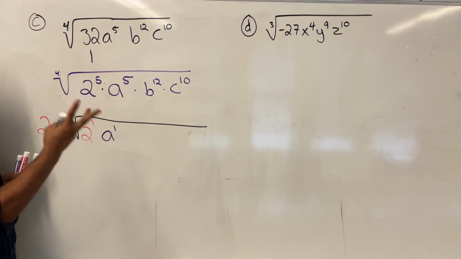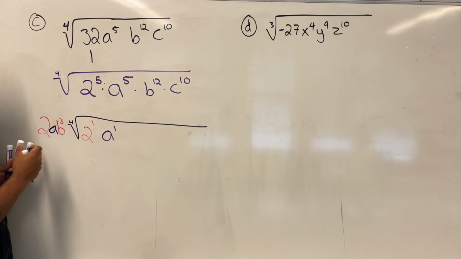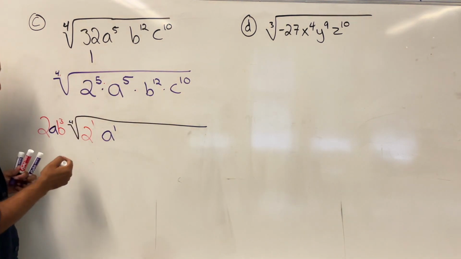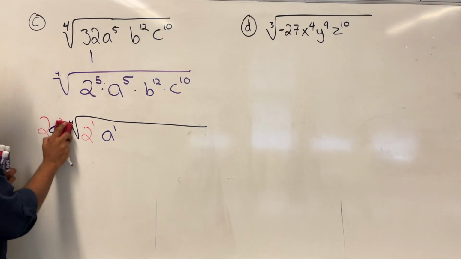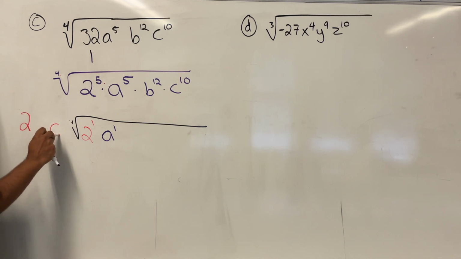On the next part, 4 goes into 12 perfectly 3 times, so I'm going to bring out a b to the 3rd. That's what's left over. And the c, 4 goes in there twice into 10, but there'll be 2 left over, so I'm going to give myself some more room here.